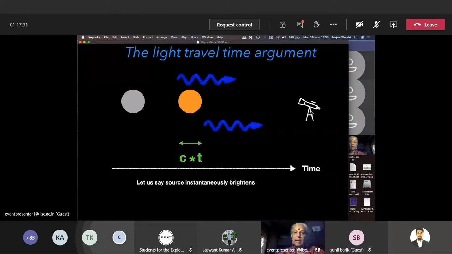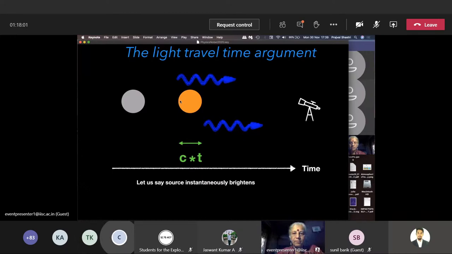Because light takes a finite amount of time to cross distances, the photons from here would not be seen at the same time as the photons from there. And depending on how big this gap is, the size, the time gap between the photons in the front and the photons in the back would be larger.